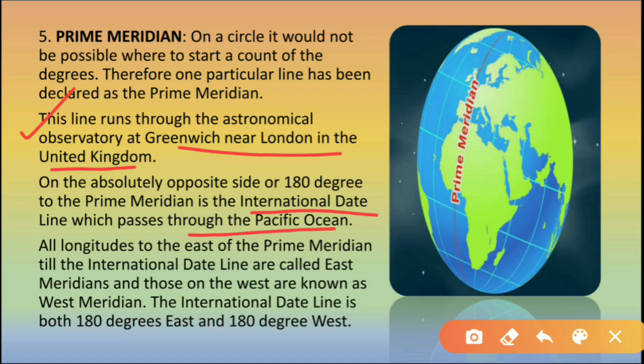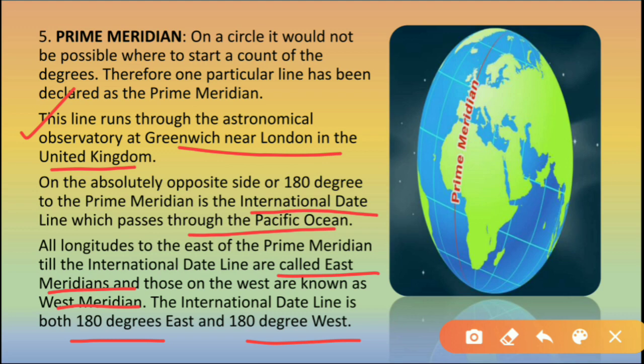All longitudes to the east of the prime meridian till the international date line are called east meridians, and those on the west are known as the west meridians. The international date line is both 180 degrees east and 180 degrees west. Students, let us understand this.